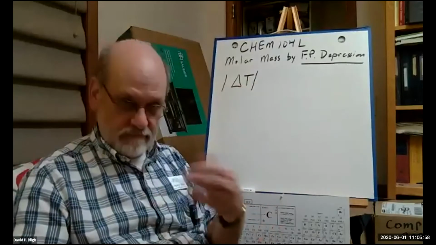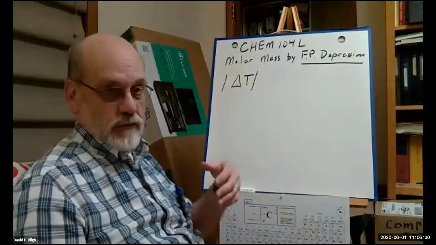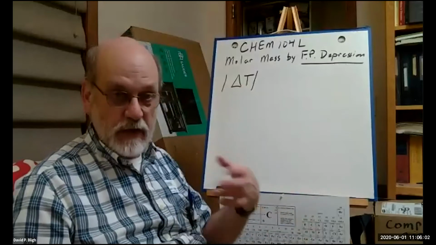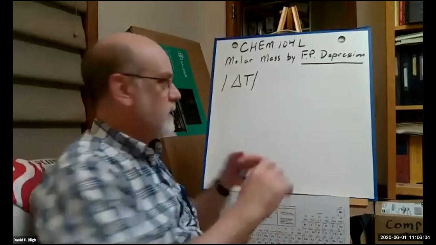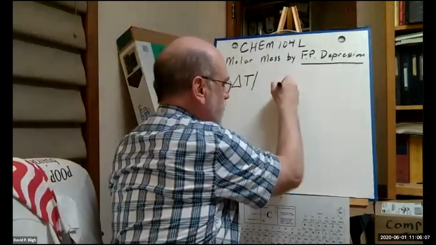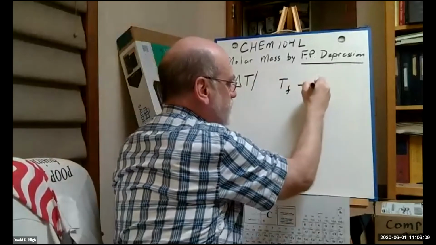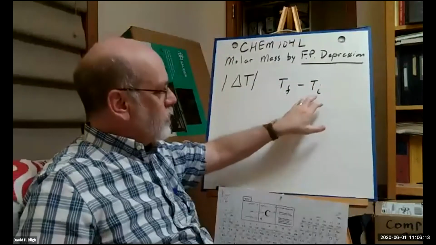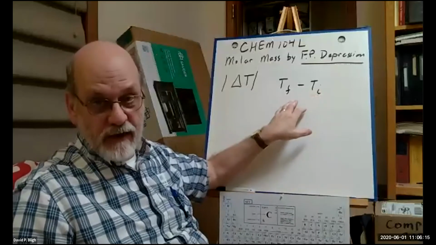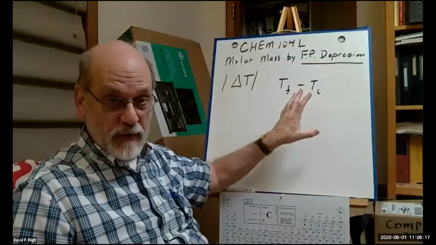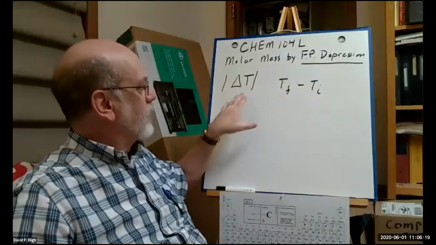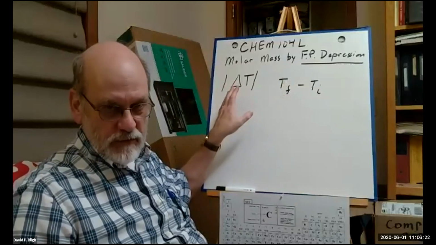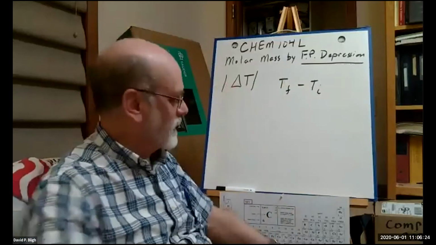You should get a negative sign if you follow calculation protocol, where that delta T would be final minus initial, right? So if the initial temperature is higher than the final temperature, you get a negative number. But we don't want the negative. We only want the absolute value, just the number itself. Okay?